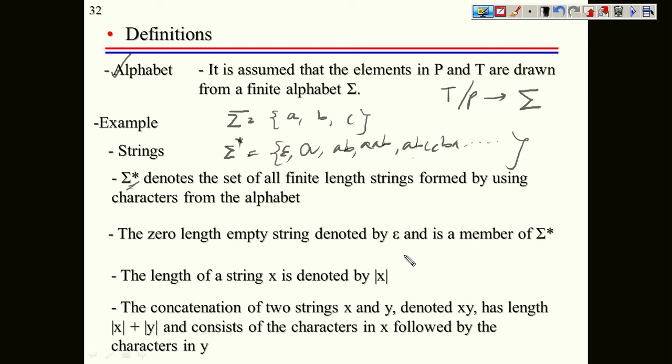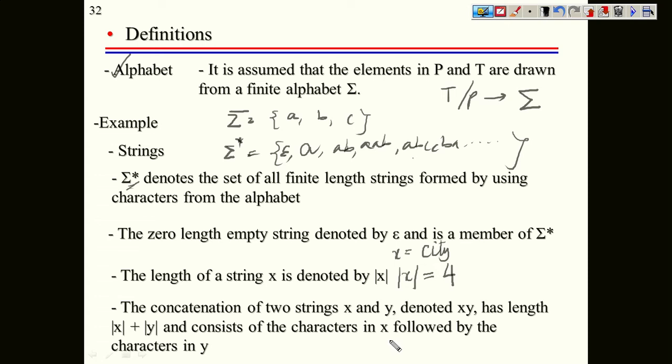So what does that mean? It means if my string is, let's say, city, this is my string x, city. If I want to know the size of this string, and when I say size, I mean the number of characters, then I will write this like this, and you will get the answer 4. That means we have 4 characters or 4 symbols in this string. The concatenation of the two strings x and y, denoted by xy, has length |x| plus |y| and consists of characters in x followed by characters in y.